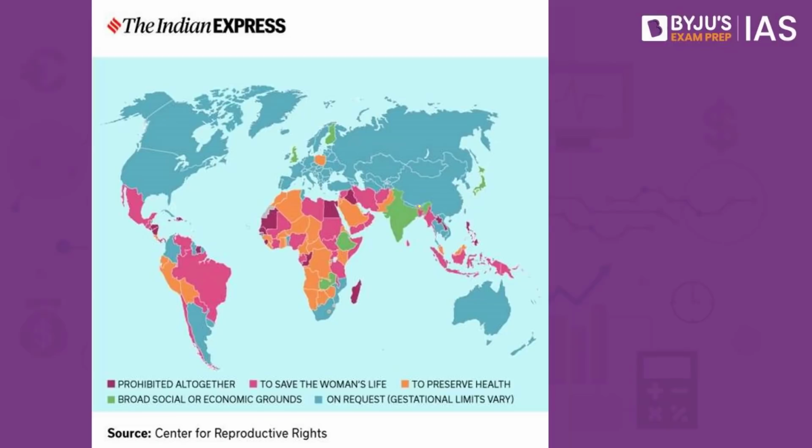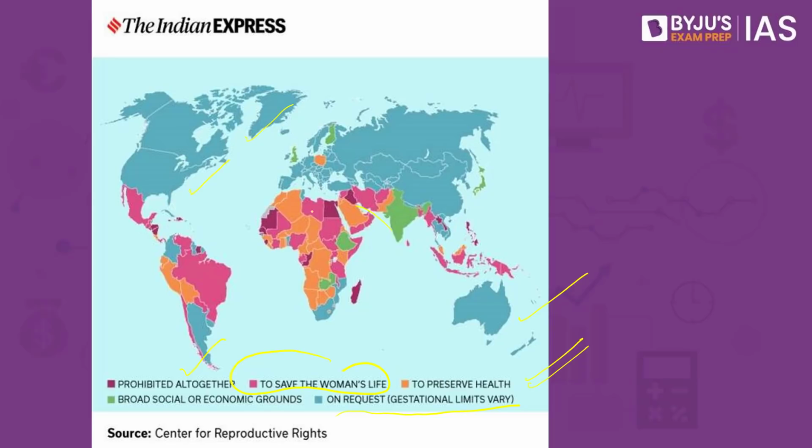This is the situation of abortion laws across the world. There are some nations which have prohibited abortion altogether. Then there are some where abortions are allowed just to save the woman's life. Then there are some nations that will allow abortion to preserve the health of the woman even if the life is not in danger. And then there are some liberal nations where abortions are allowed on request. These include Australia, as you can see here, US, Canada, etc.